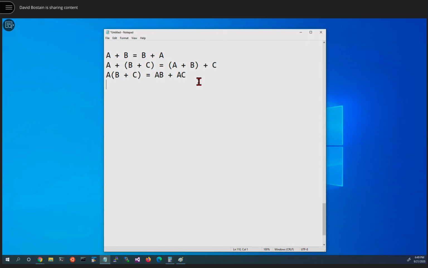Now there's some simple principles. Let's take A and OR it with a 0. What is that equal to? Put it in chat if you know what that's equal to. It's going to be equal to a 0, a 1, or an A.